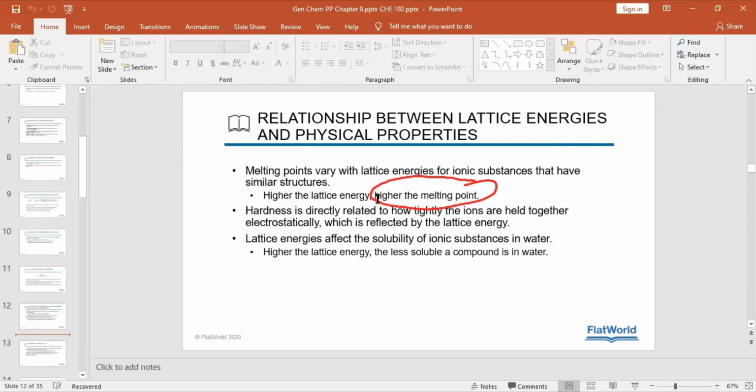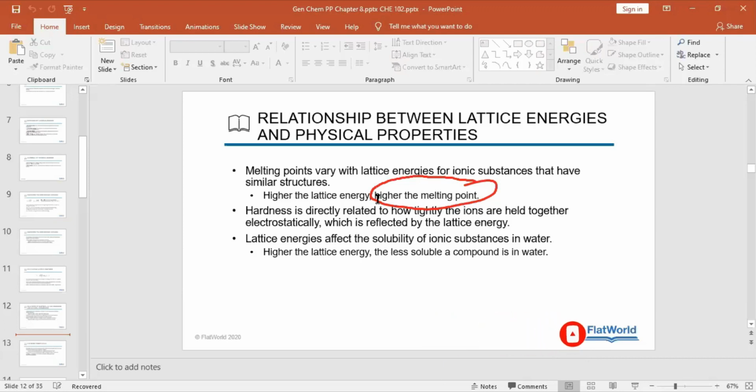The hardness is directly related to how tightly the ions are held together. So it's also a reflection of the lattice energy. Some substances are hard, some substances are soft. It's also the way the charges are calculated, the way the distance between the two ions makes the substance hard or soft. The melting point or the boiling point is not by accident or by chance, but it's also directly a reflection of lattice energy.